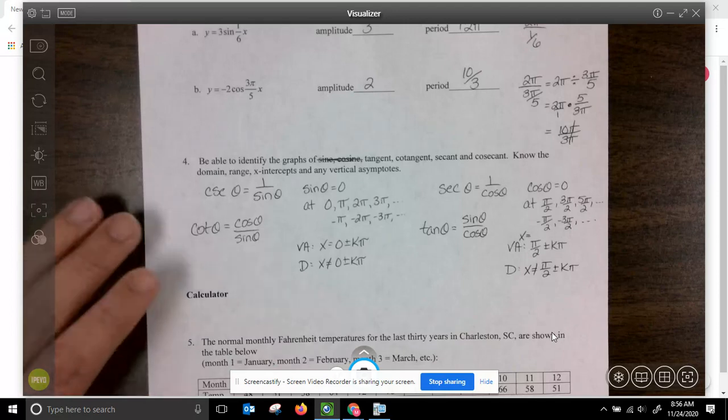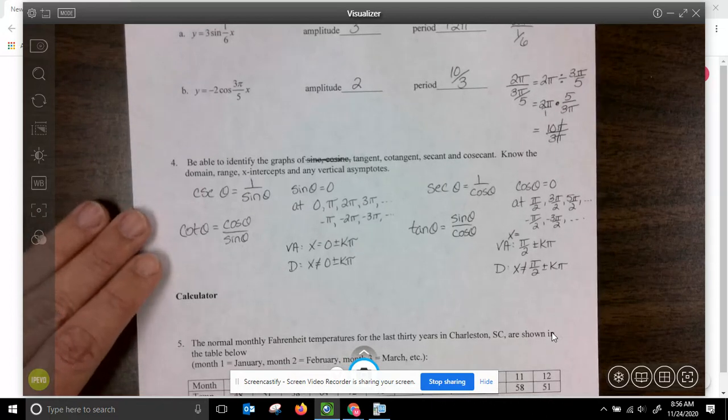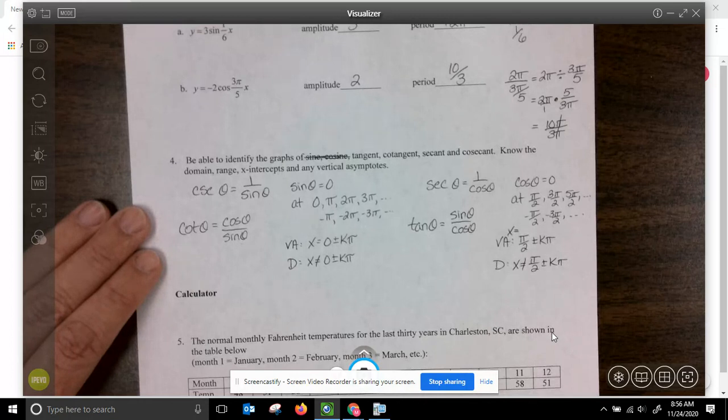So do make sure that you look at that handout that's on Google Classroom under materials, but I also handed it out during class to everybody as well, so you should have a hard copy of that also.